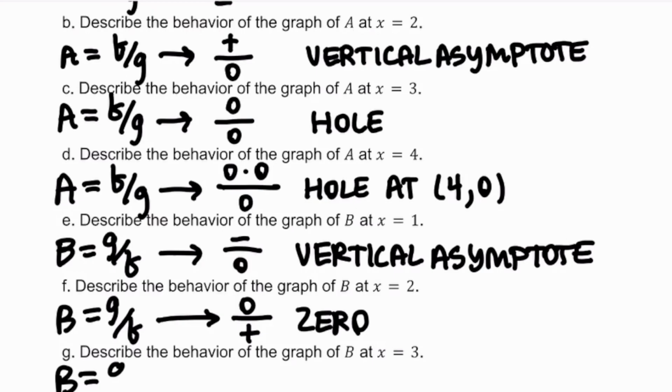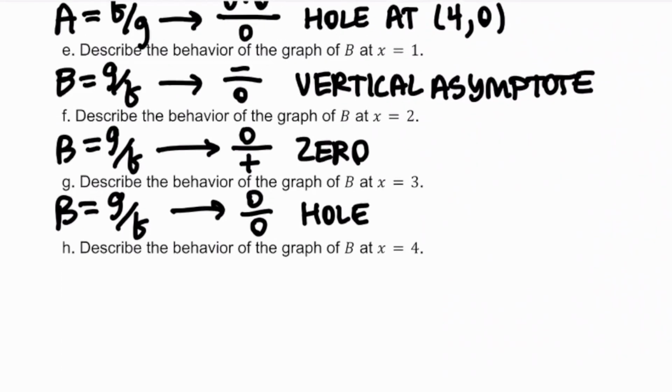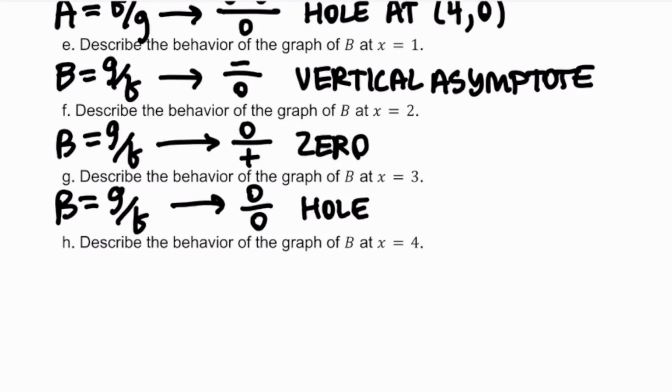At x equals 3, let's see what happened there. 0 over 0, but single root on top and single root on bottom, that's just going to be a hole. We're not going to have enough information to determine the y-coordinate of the hole. We could say it's at x equals 3, but describing the behavior of the graph of b at x equals 3, there's a hole.